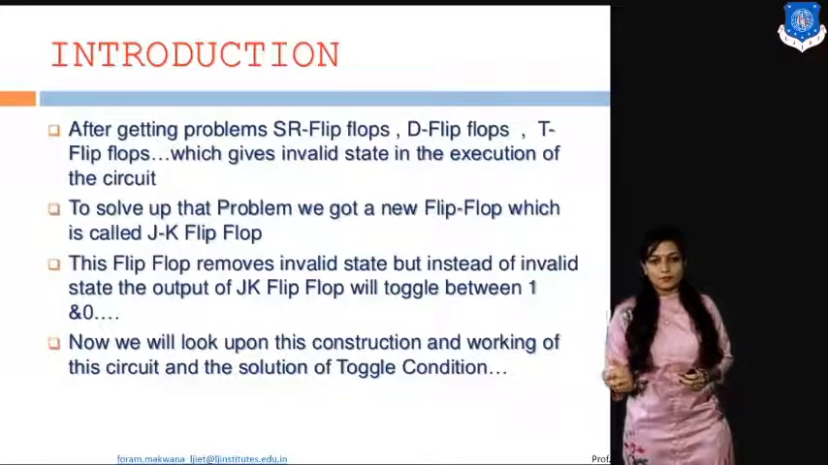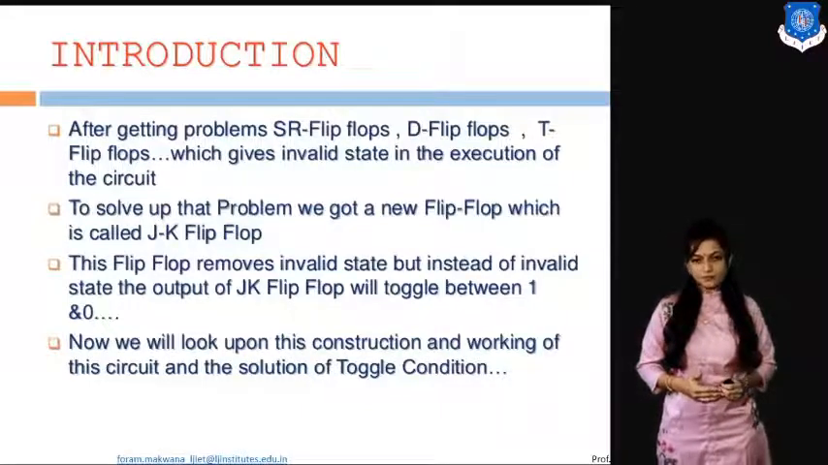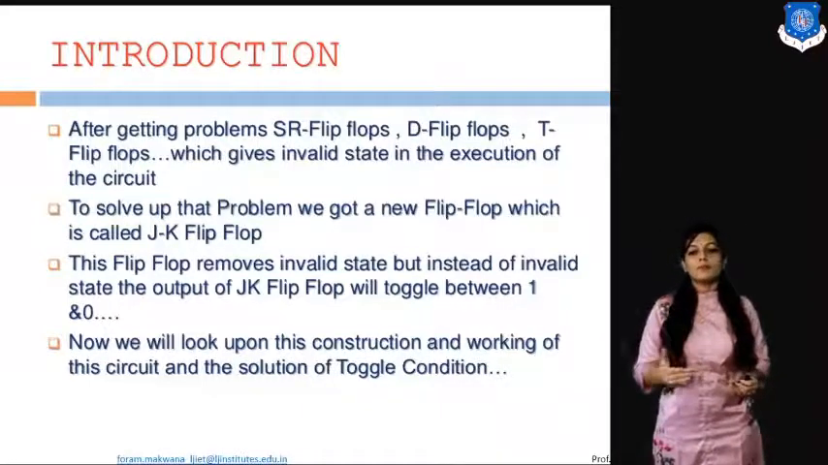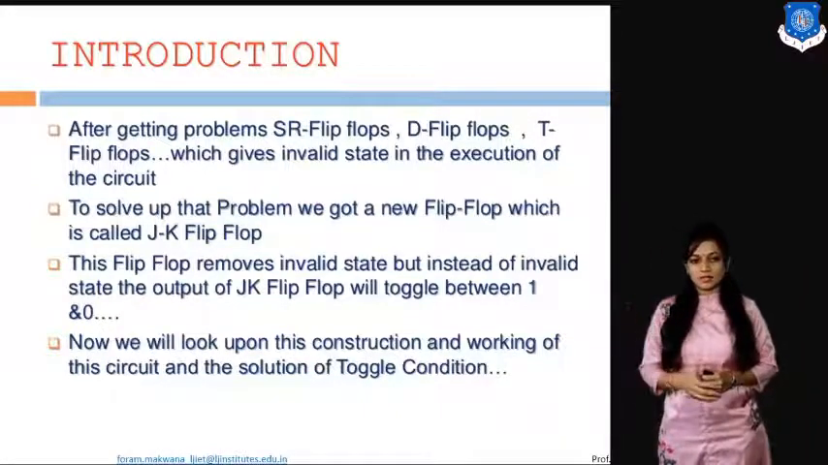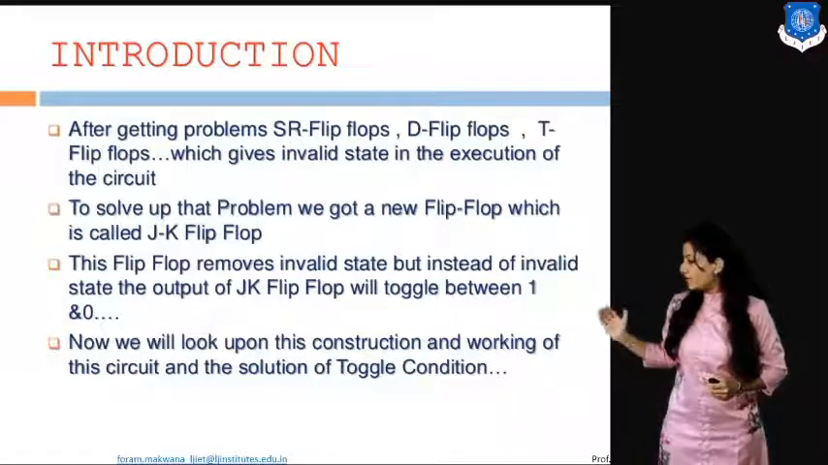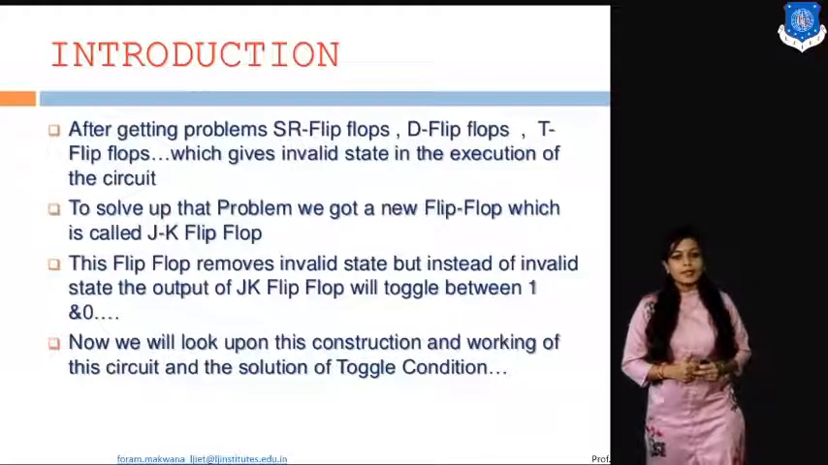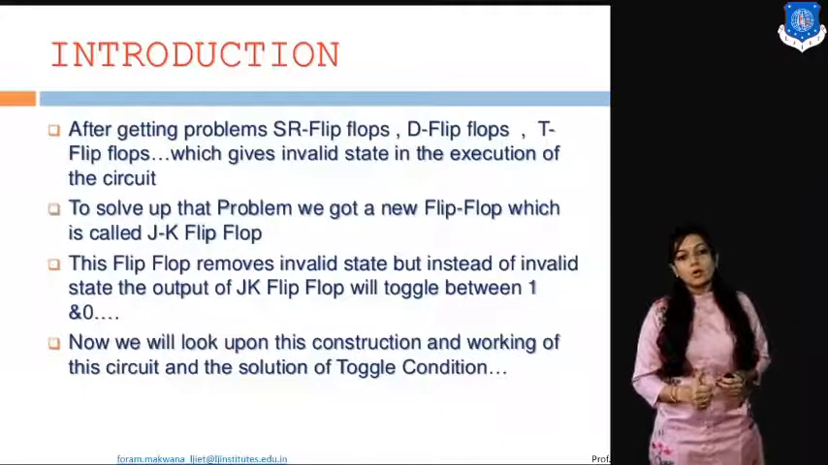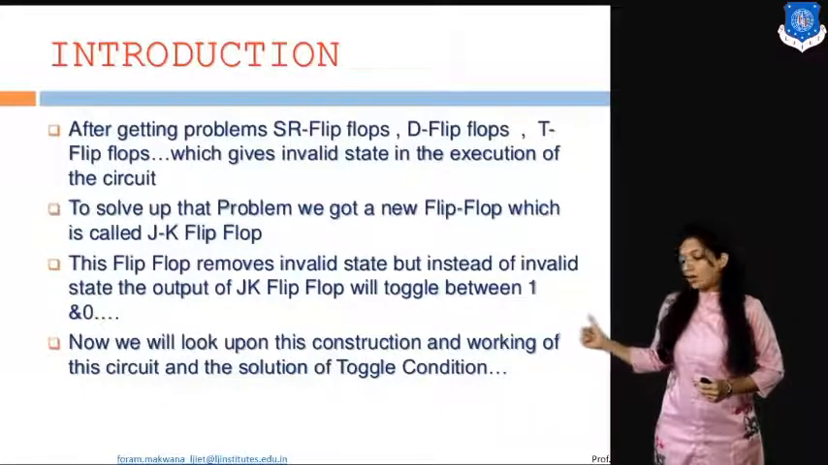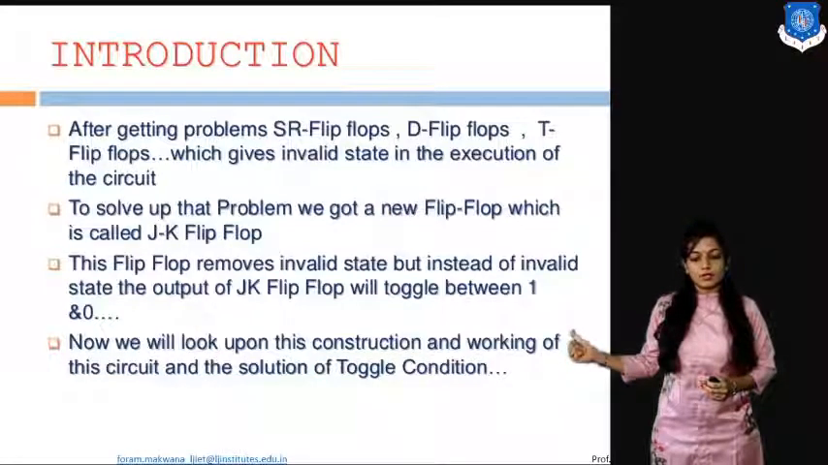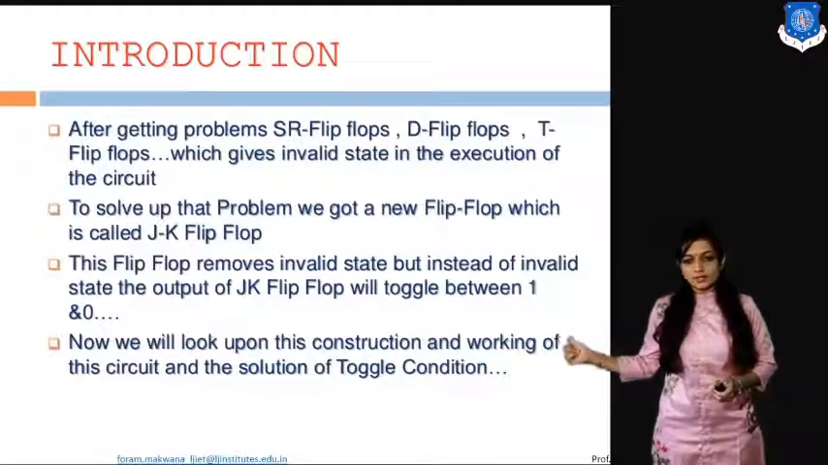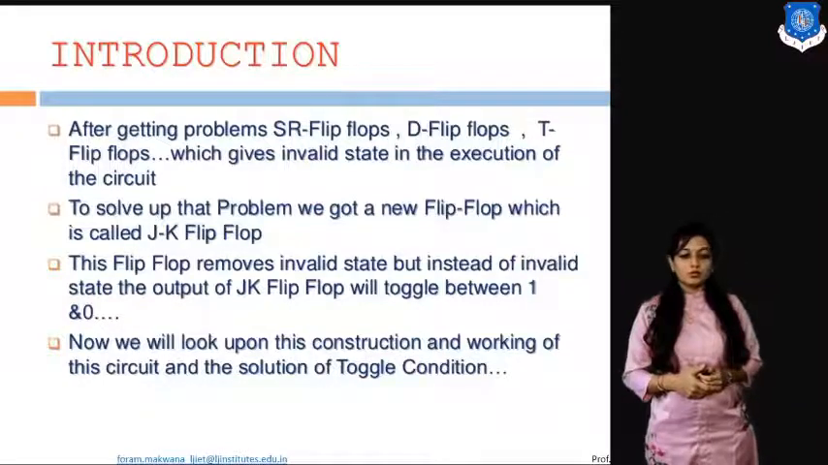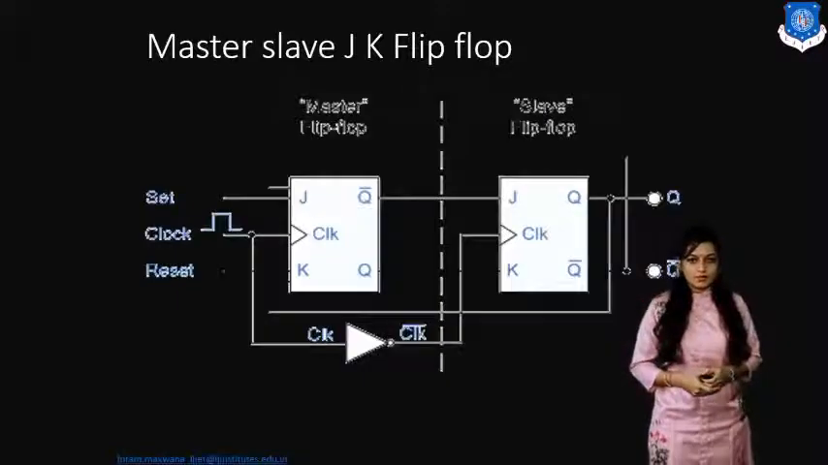Master slave JK flip-flop. To overcome the race around condition, that is, my flip-flop continuously changes its state, we are going to use the master slave JK flip-flop. It will remove the invalid state, okay? And the output of the JK flip-flop that we have discussed already will toggle its state between 1 and 0. So to overcome this drawback, we are going to use the master slave JK flip-flop.